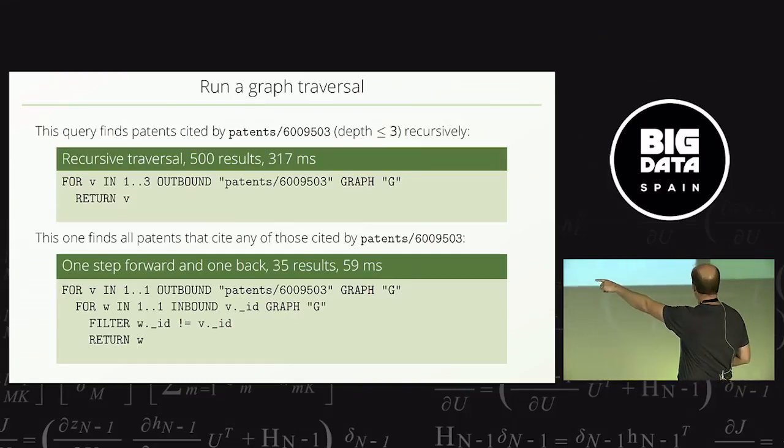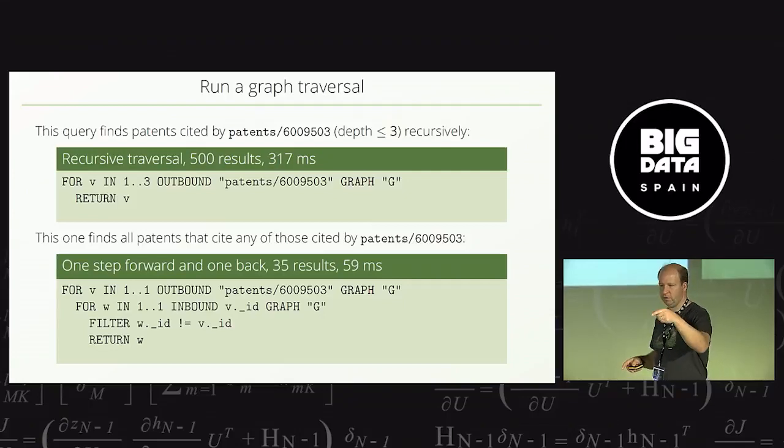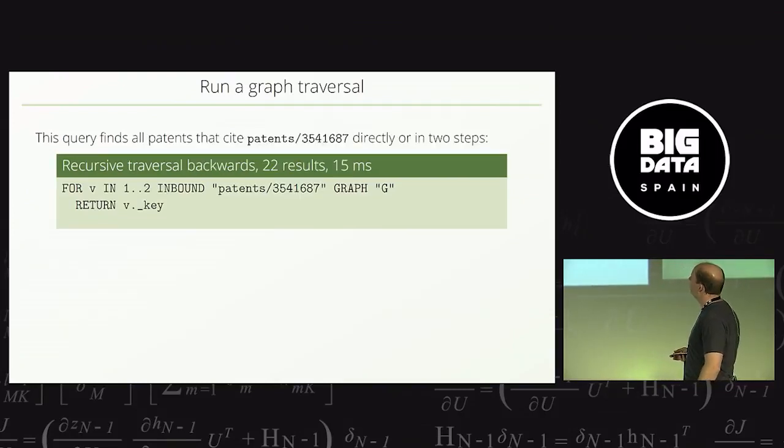The first line down here says, go 1 step outwards, that is citing, and from there, 1 step backwards. That's exactly what I do. Then I filter out the original one, because obviously 1 step forwards and backwards give me always the same result. And then I return these. And this executes in 59 milliseconds. So that's quick. So maybe 2 more.